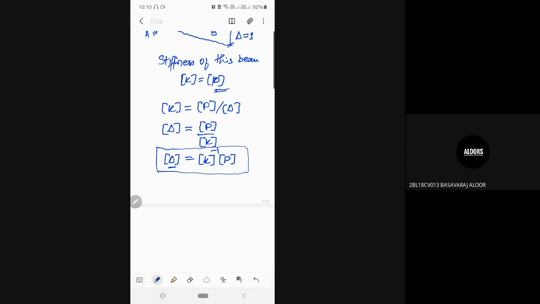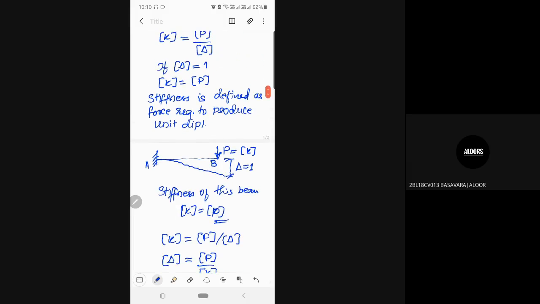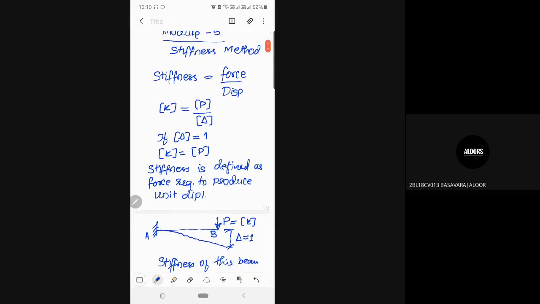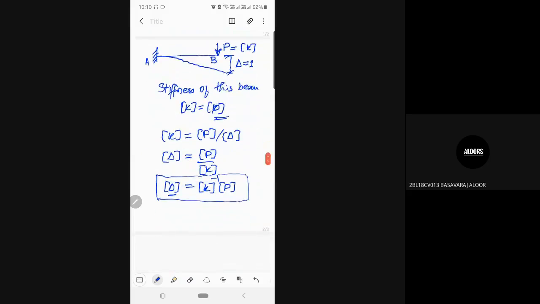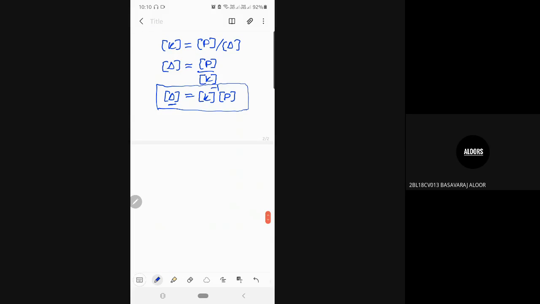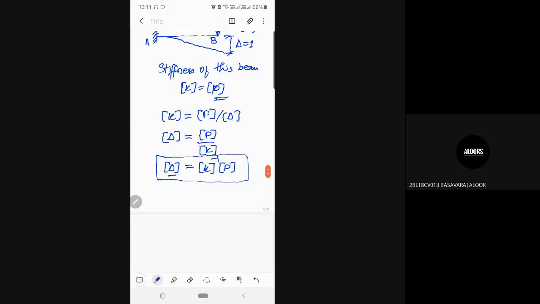The same equation will be used in analyzing the continuous beam. So the takeaway here is that stiffness is force by displacement. It is defined as the force required to produce unit displacement. Clear? Flexibility is again the inverse of this. So flexibility and stiffness are inverse to each other. We will take that up in the flexibility method. Right now, your delta is K inverse into P.